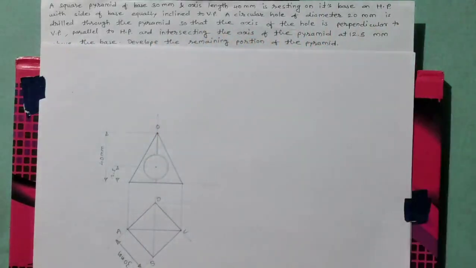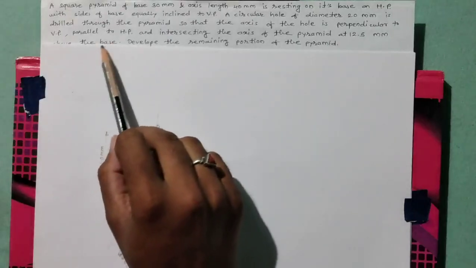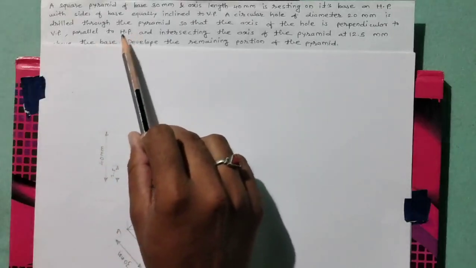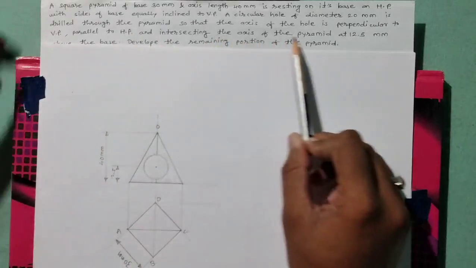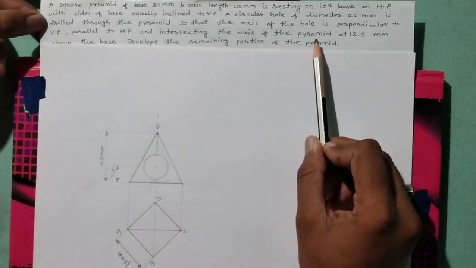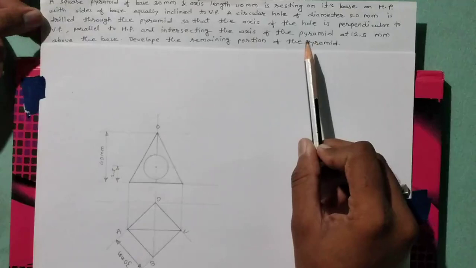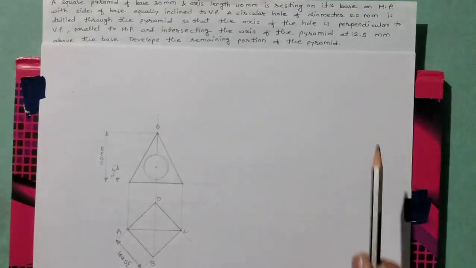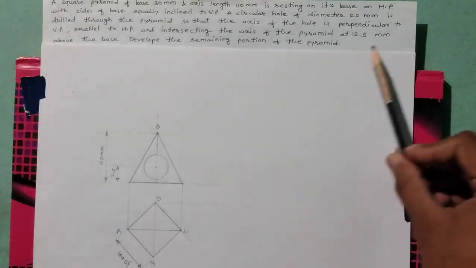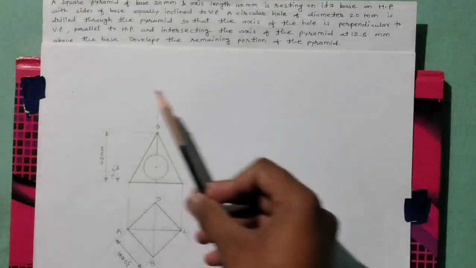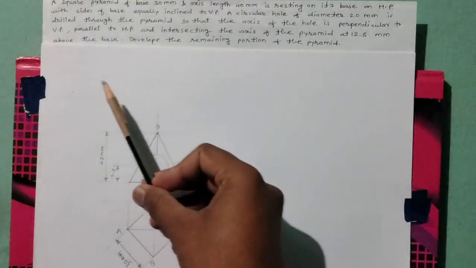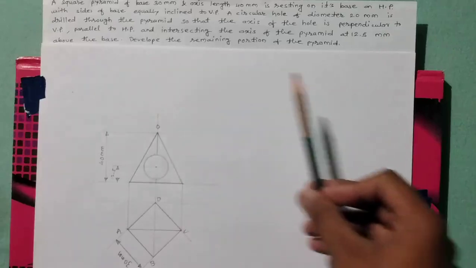A circular hole of diameter 20 mm is drilled through the pyramid so that the axis of the hole is perpendicular to VP and parallel to HP and intersecting the axis of the pyramid at 12.5 mm above the base. Develop the remaining portion of the pyramid.